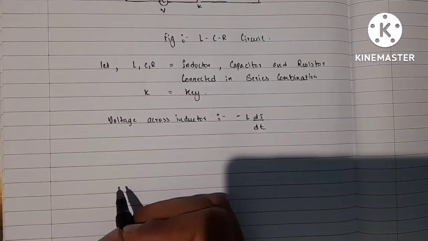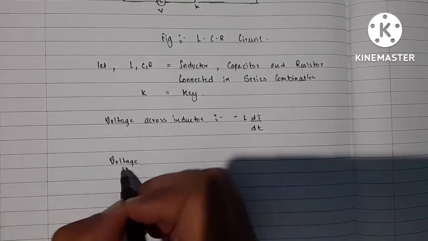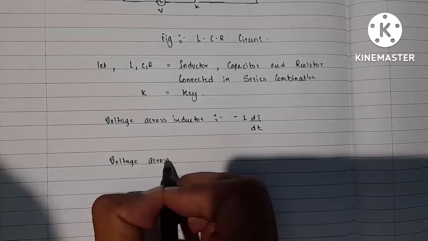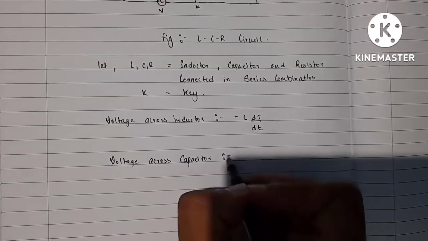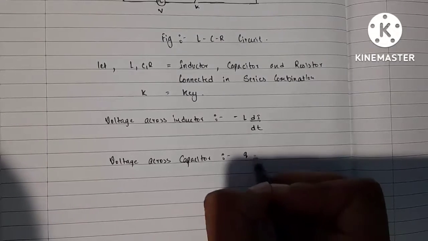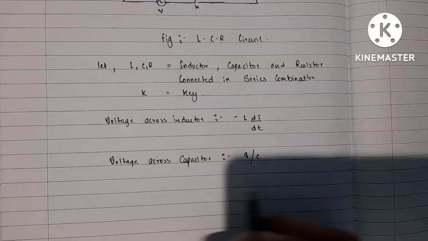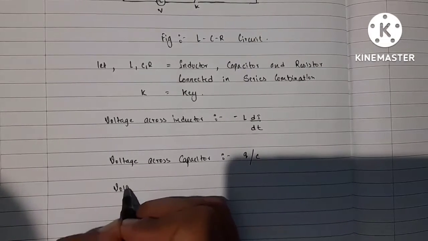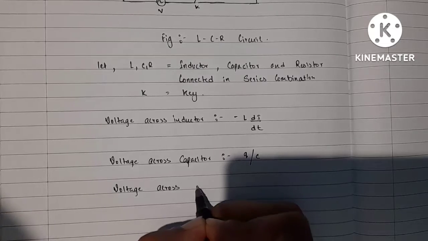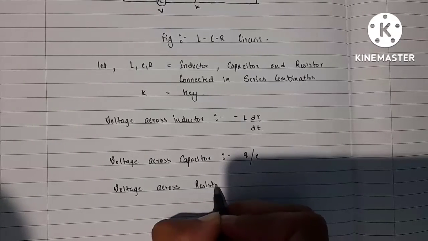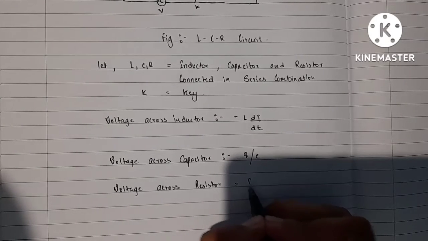Similarly, the voltage across the capacitor will be Q by C. Similarly, the voltage across the resistor will be IR.